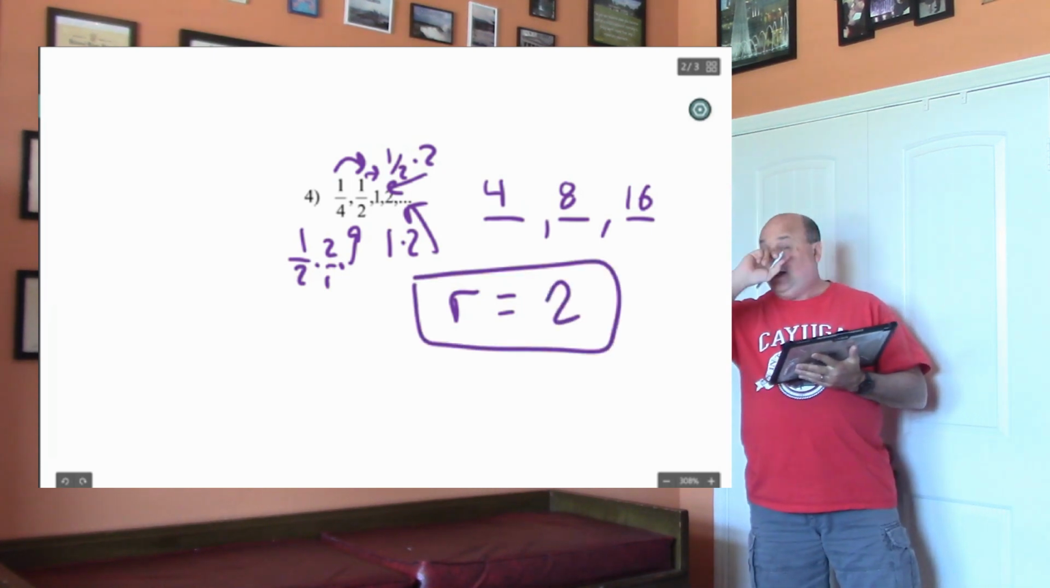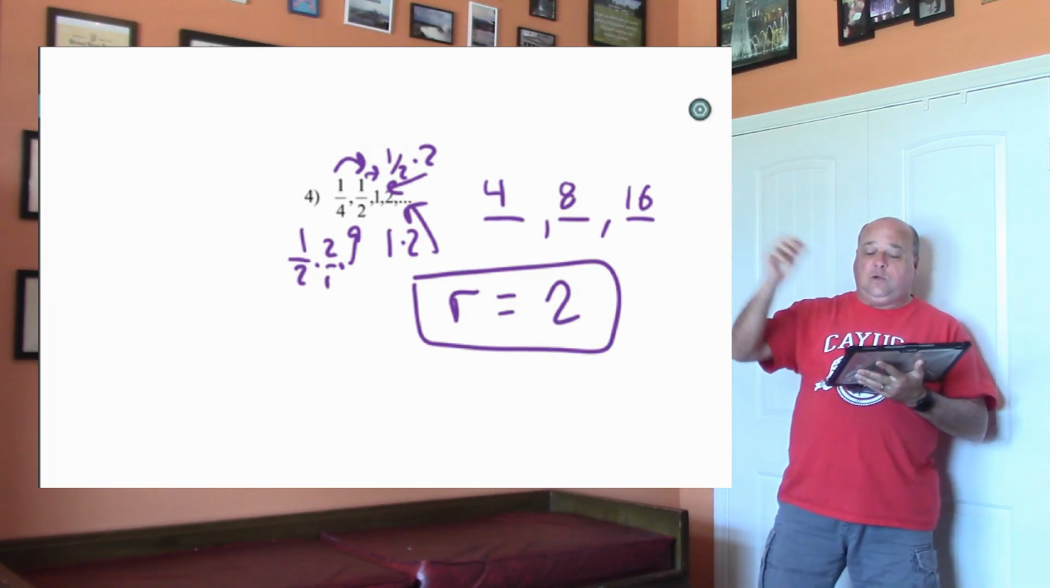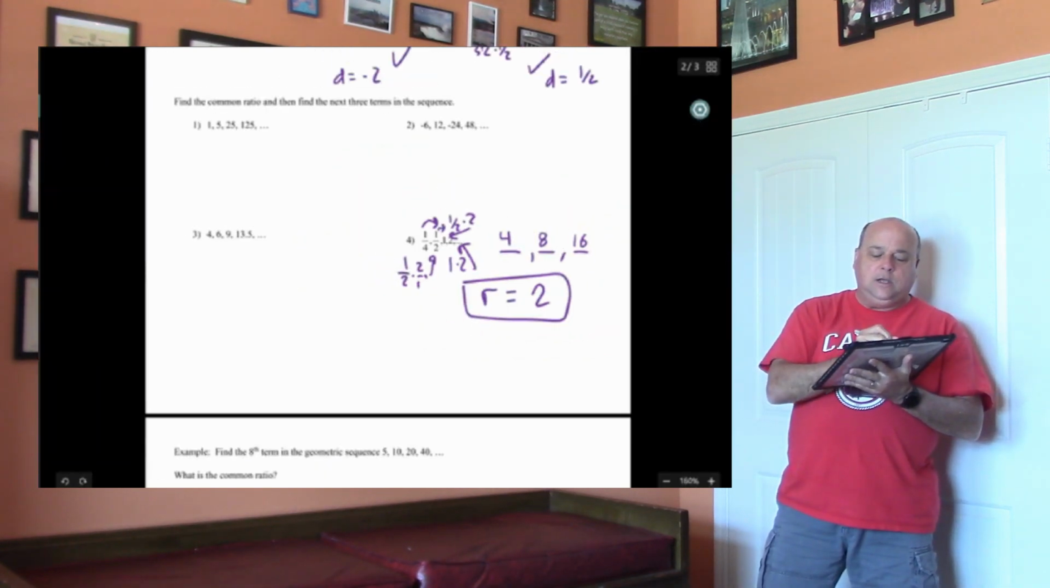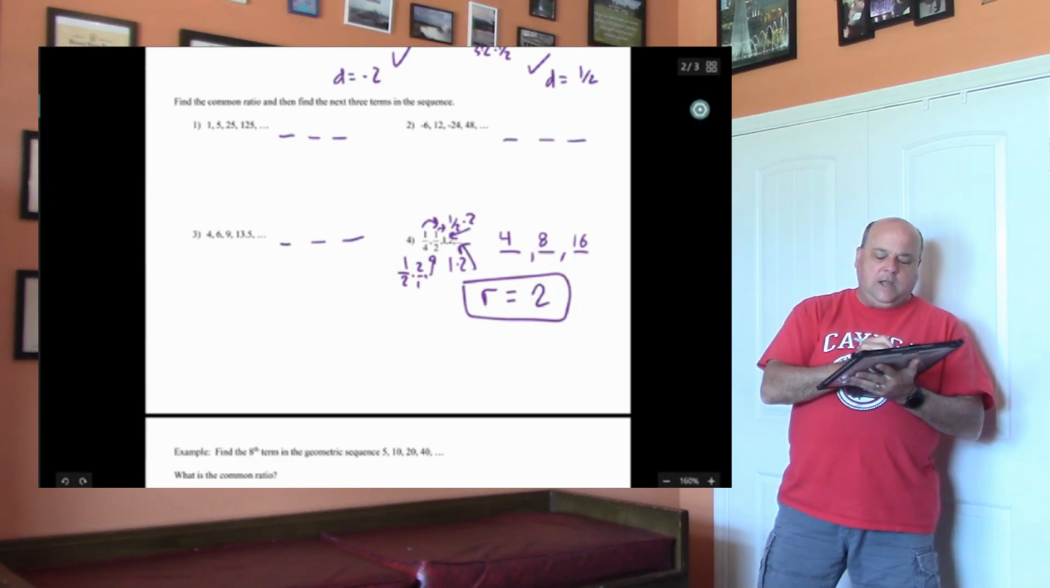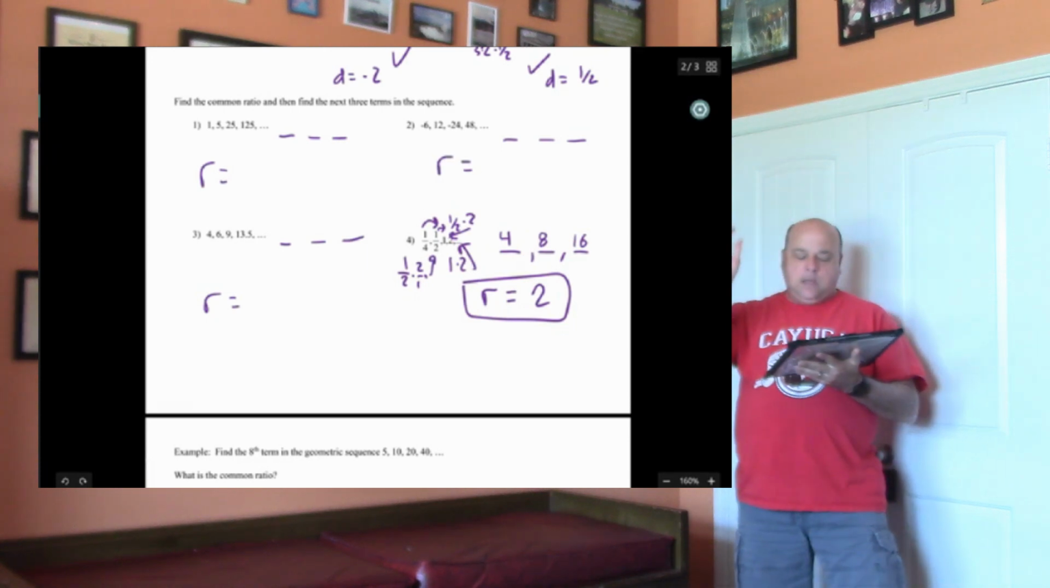So you're going to write down the next 3 terms and write down r equals. You're going to do that on all of them, okay? So you need to write down the next 3 blanks, and you put r equals. You need to figure out that common ratio, okay?